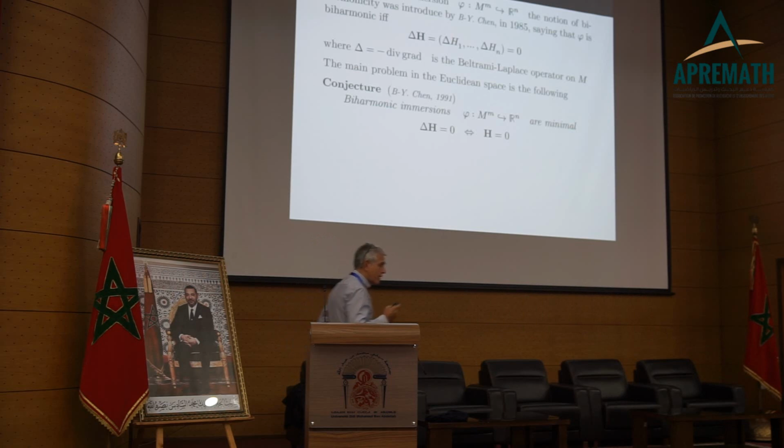And in this theory, the big game is to prove the following conjecture that was proposed in 1991 by Bang-Yen Chen, that for an isometric immersion from a manifold in Rn, biharmonicity, which is delta H equals 0, is equivalent to H equals 0. One way is obvious. If it's minimal, it's biharmonic, and the big game is to prove it from left to right.